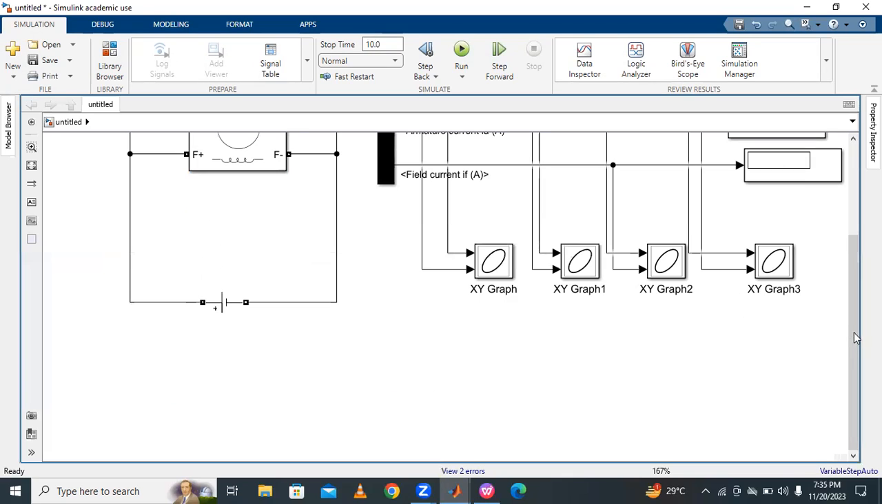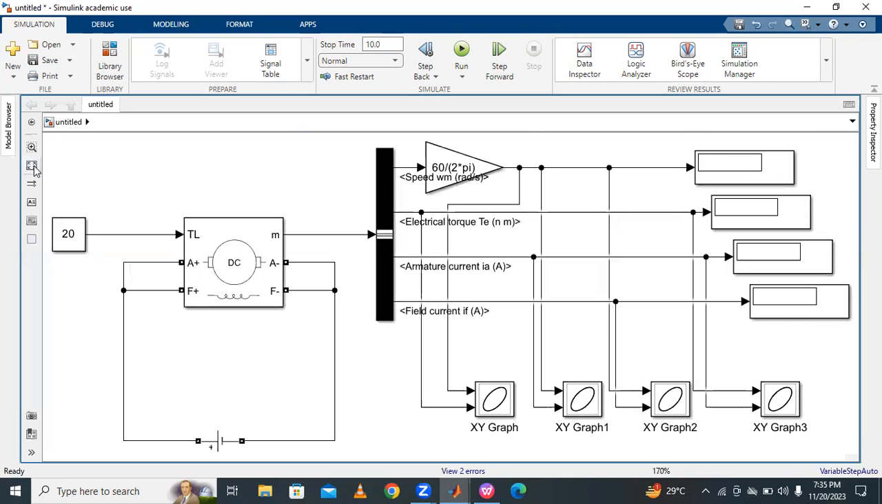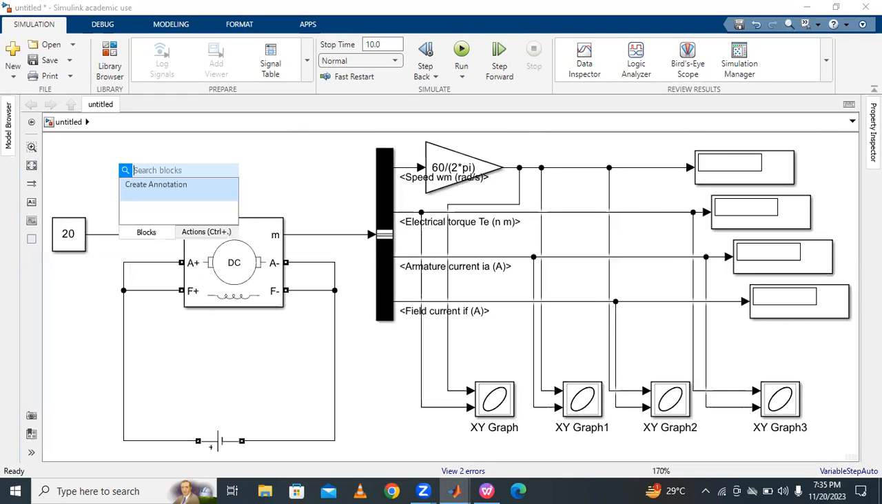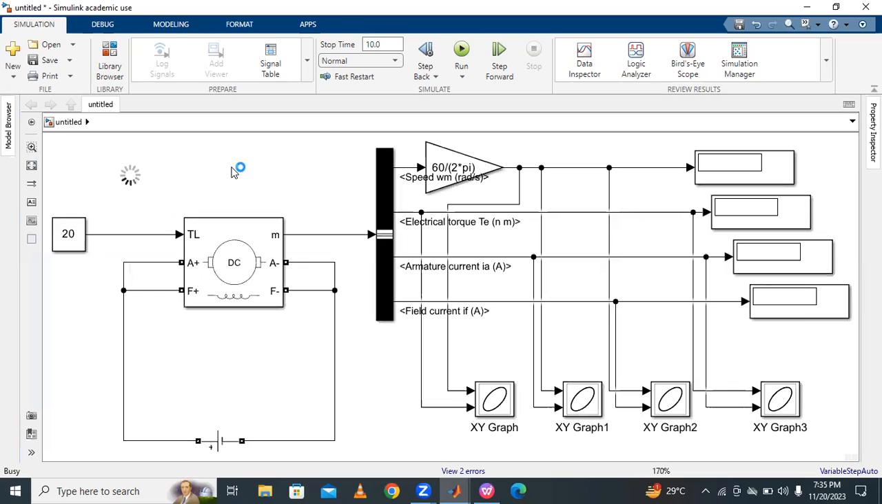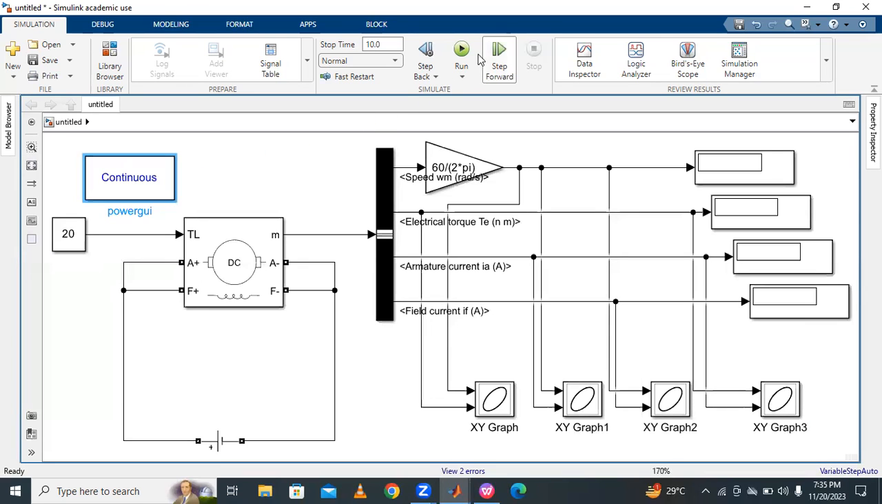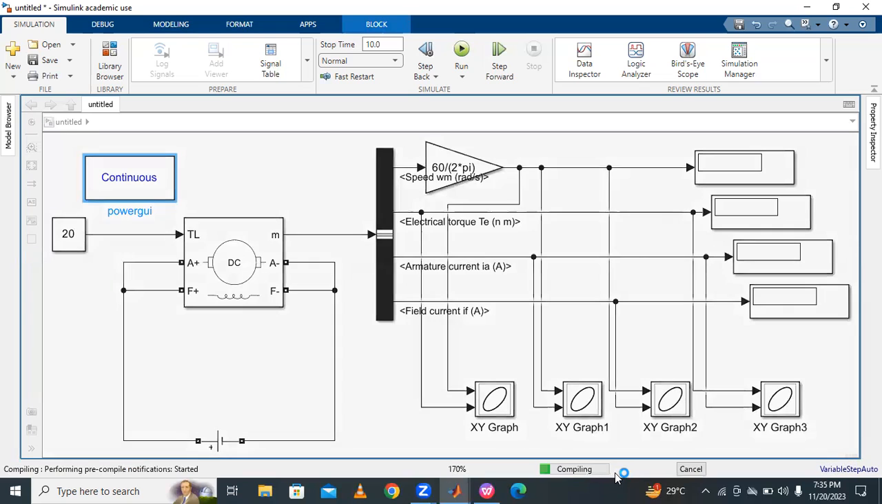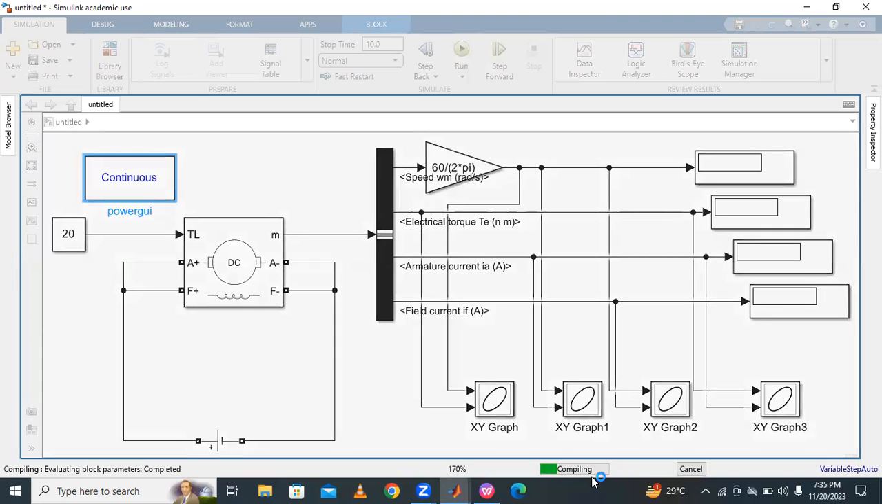Take one, the power GUI block is missing. That's why the error is coming like this. So enter the power GUI block right here and then simulate. So compiling, after compiling the simulation, we will get the results.